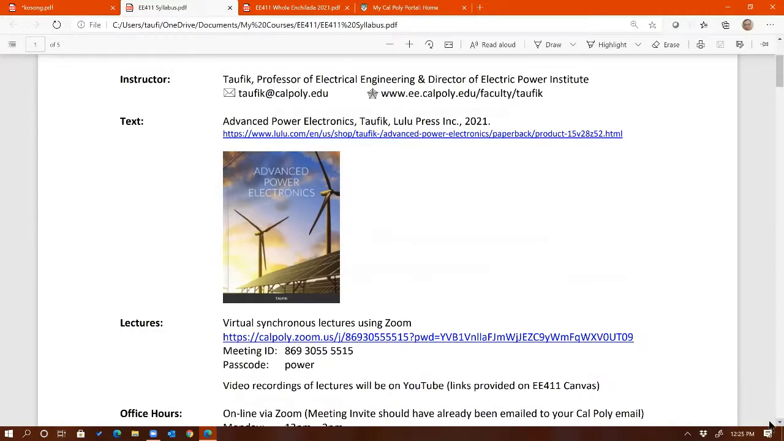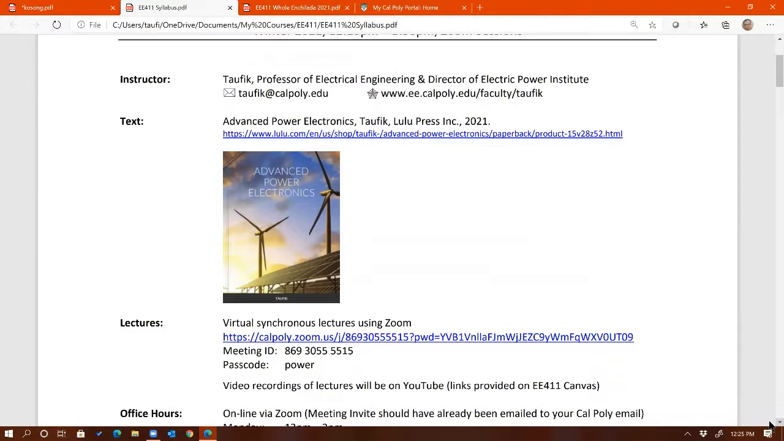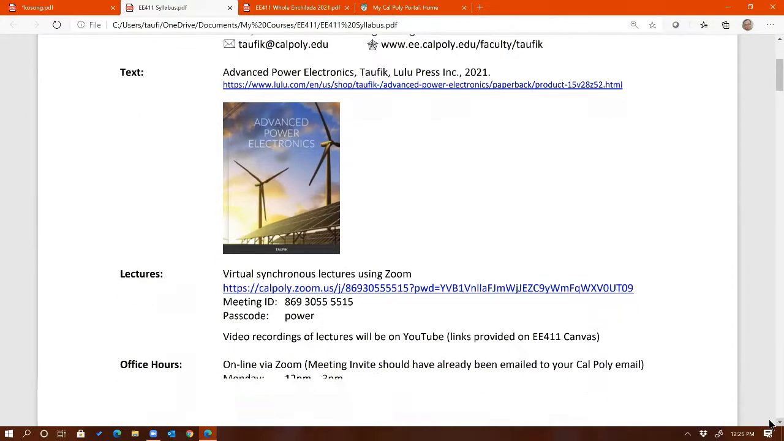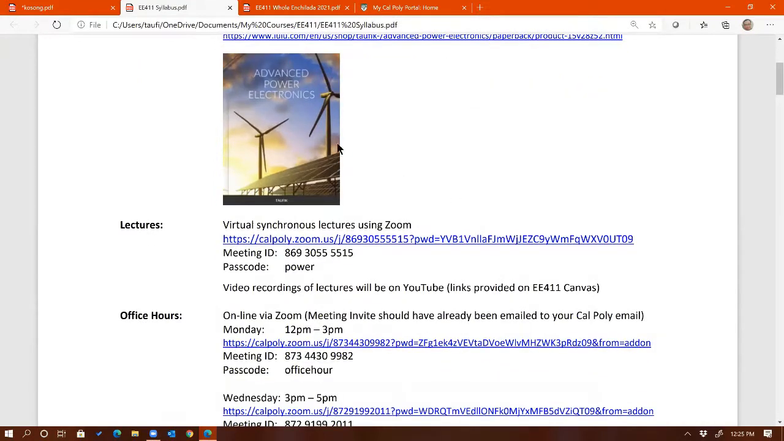I have it with me right now. I think it came 2 weeks before, because I ordered very early. So yeah, that's the book.